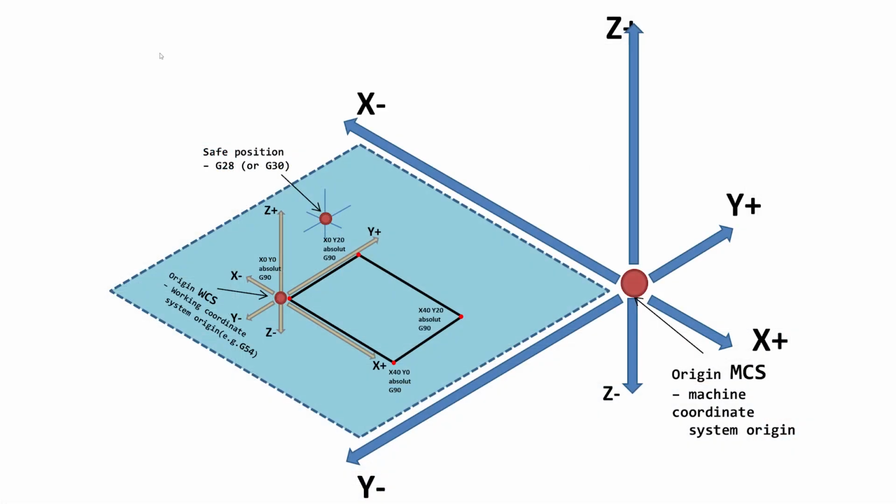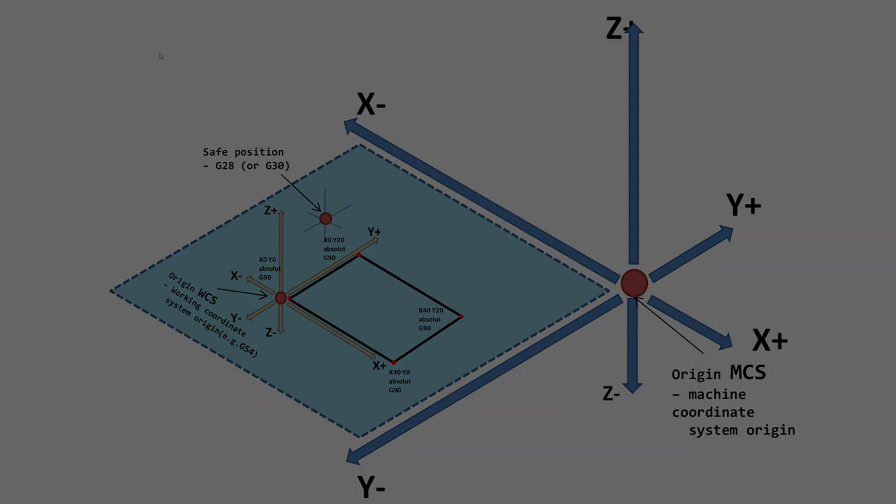The machine is in absolute positioning state G90, and we need to use absolute positions in the code to tell the machine where to move. Look at the sketch and compare it to the G1 commands here.